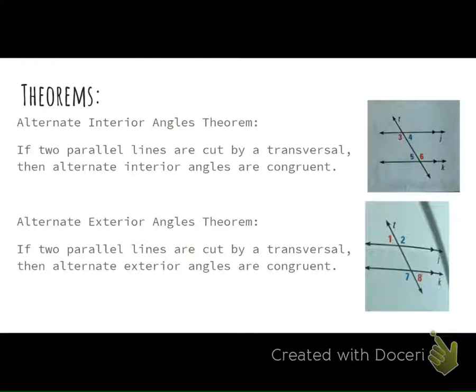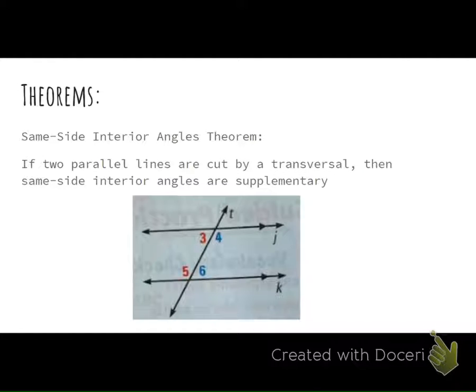After that, we had the alternate interior angle theorem. If two parallel lines are cut by a transversal, then alternate interior angles are congruent. And the alternate exterior angle theorem: if two parallel lines are cut by a transversal, then the alternate exterior angles are congruent. The last one, which is the one that is different, the one you don't have yet for today, is the same side interior angle theorem. If two parallel lines are cut by a transversal, then the same side interior angles are supplementary.